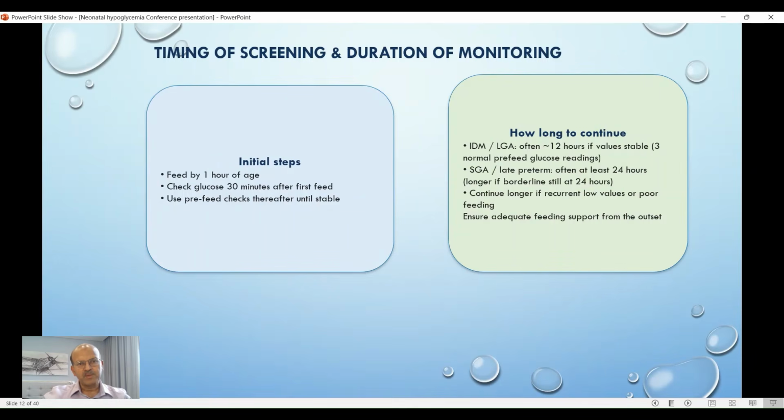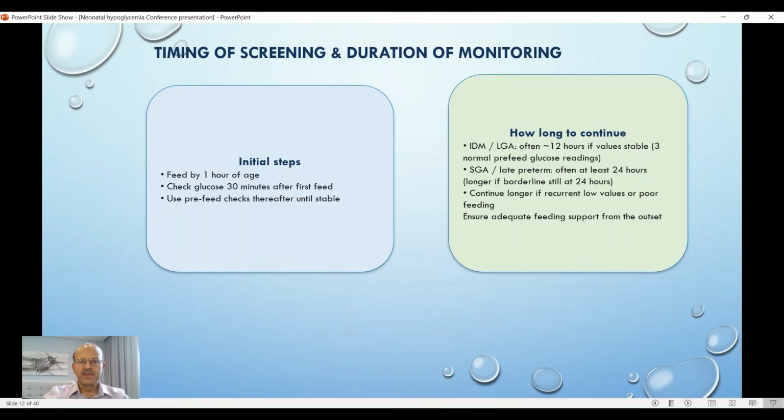So, coming to the most important part of the talk, which is the timing of the screen and the duration of monitoring. The initial steps: we aim to feed the baby by 1 hour of age, preferably skin to skin care with the mother and breastfeeding, and the glucose is checked 30 minutes after the first feed. So suppose you feed the baby by 45 minutes, you wait 30 minutes after the first feed to do the first glucose, and subsequently you do pre-feed checks thereafter until stable. How long to monitor we will discuss next as well.